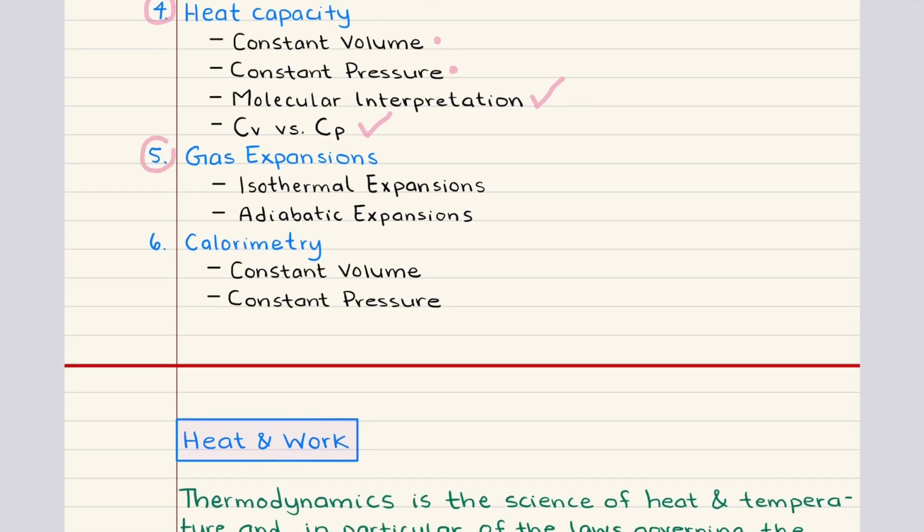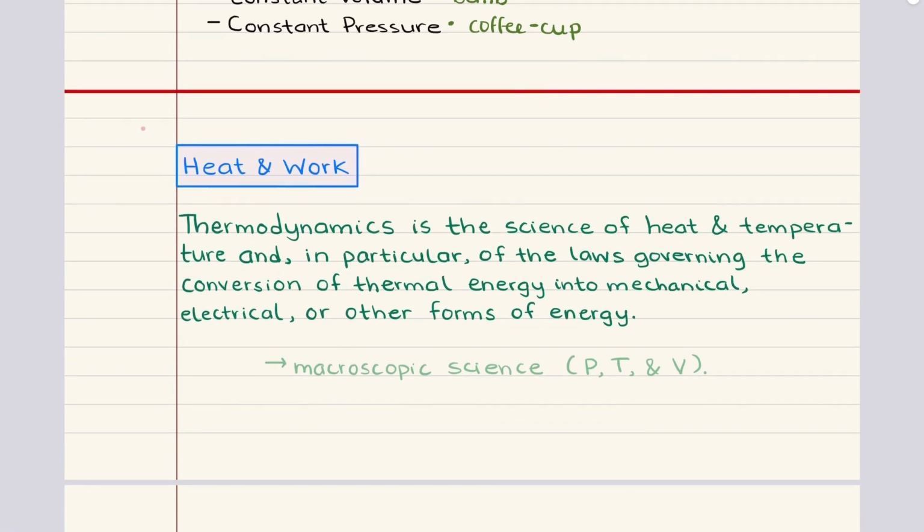Following that, we're going to study gas expansions. This includes isothermal expansions, where the temperature is held constant, and adiabatic expansions, where no heat is exchanged with the surroundings. We're going to examine how the work expressions differ for these cases. Finally, we're going to end with calorimetry, which is the experimental measurement of heat changes. We're going to look at both constant volume calorimetry, as in a bomb calorimeter, and constant pressure calorimetry, as in a coffee cup calorimeter. All right, let's go ahead and begin with our first objective, heat and work.